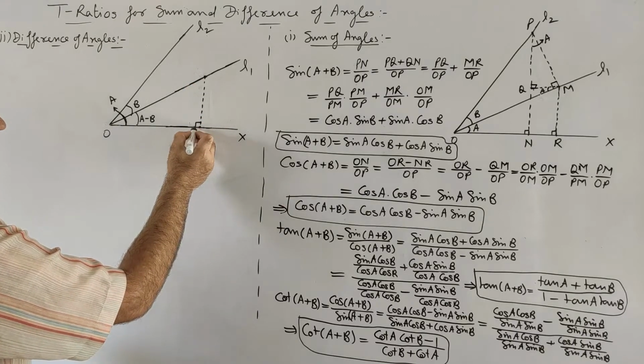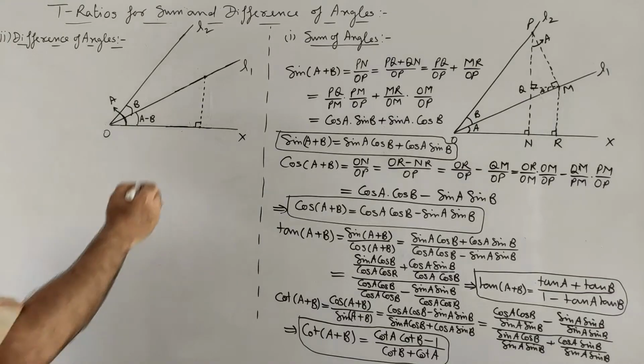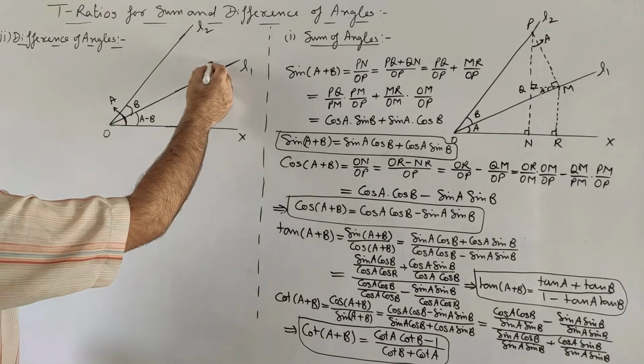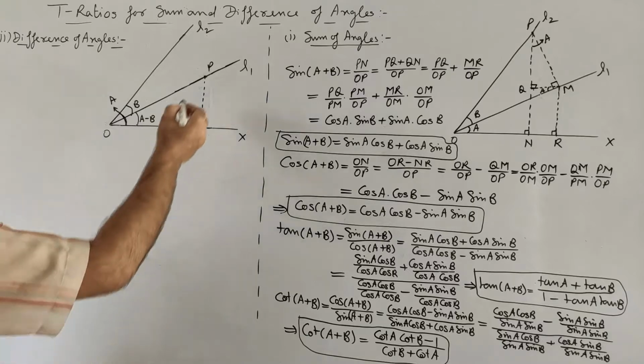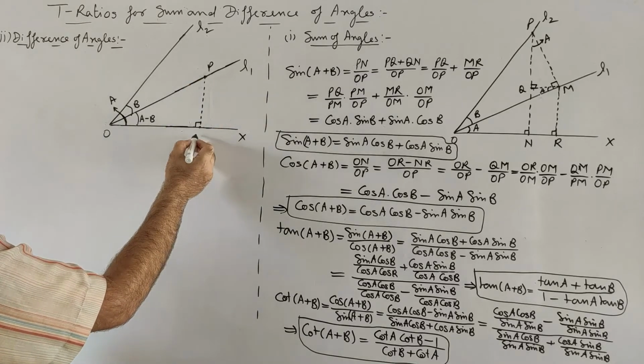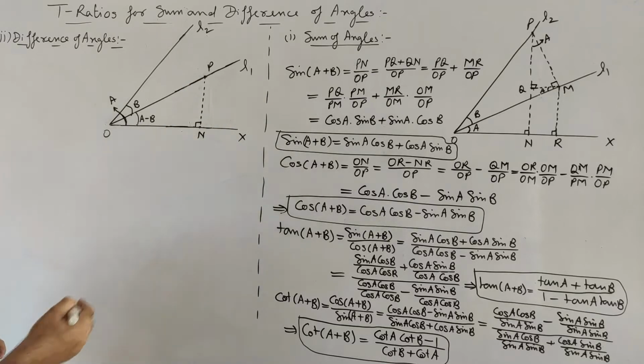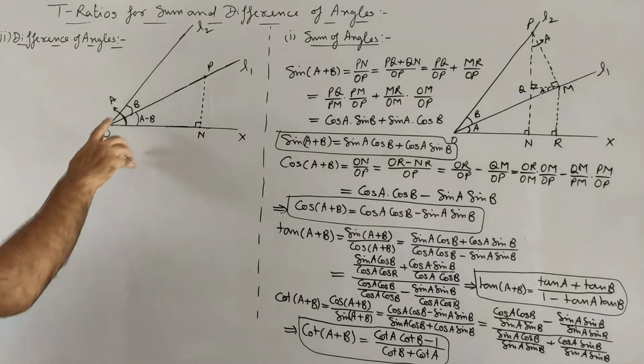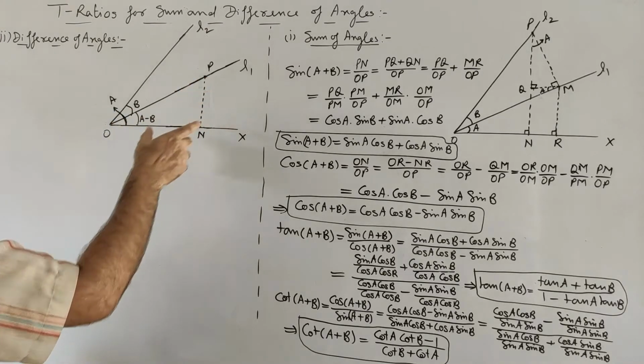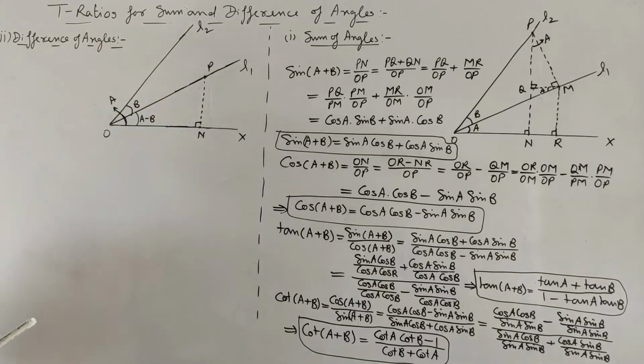For determining T ratios for angle A minus B, we will be requiring a right angle triangle with angle A minus B as one of its acute angles, and for that we have taken a point P on line L1, and from point P we have drawn a normal PN on the baseline OX. Then for angle A minus B, PN perpendicular, ON base, OP hypotenuse.